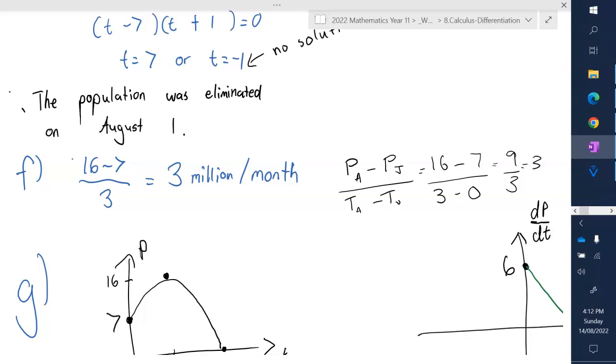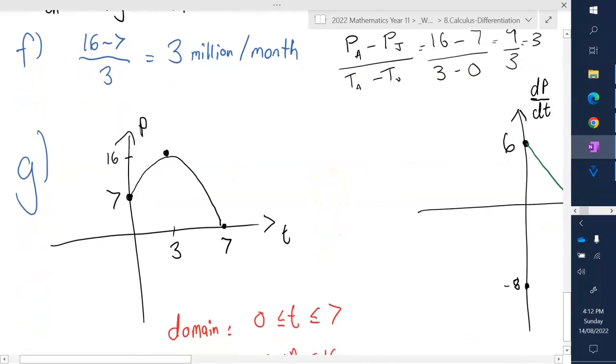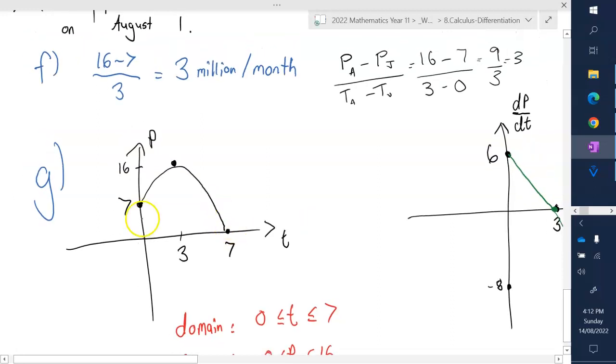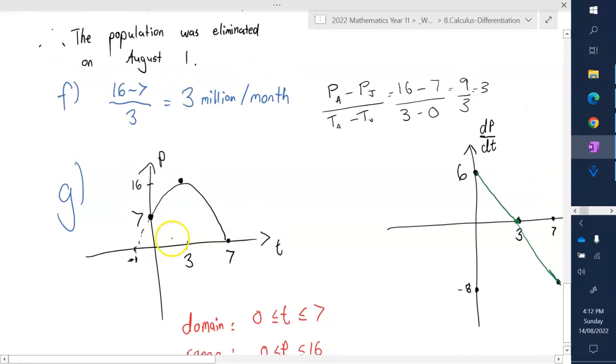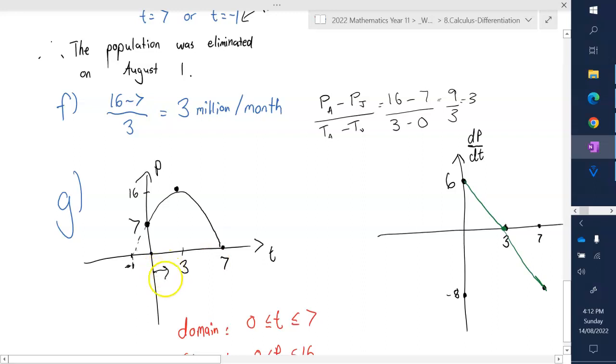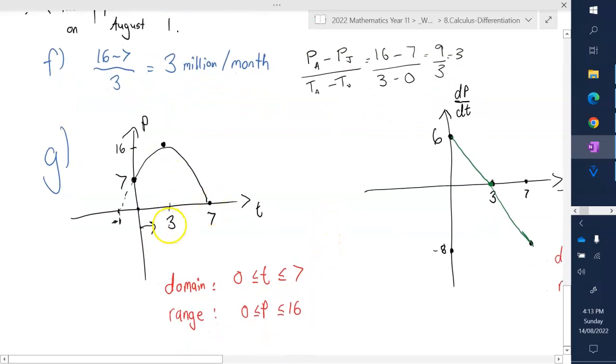Okay, G. G wants us to draw the graphs of P and dp/dt. So let's have a look at this one. P's very straightforward. It was our quadratic. We factorized it and we got zeros at 7, and we also got a 0 at minus 1. Now, I'm eliminating this part of the graph here up to the 7 because we only started at time equals 0. So I only want from this point onwards on my graph. We know midway between minus 1 and 7 is 3. 3 was where we had our stationary point, and that gave us 16 million. So that's enough really for that graph.